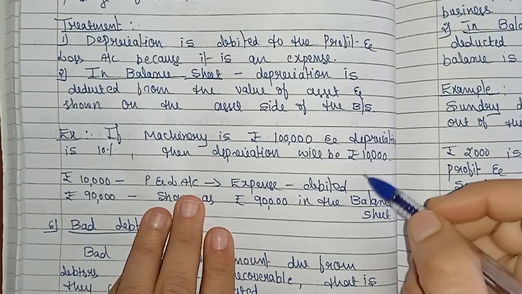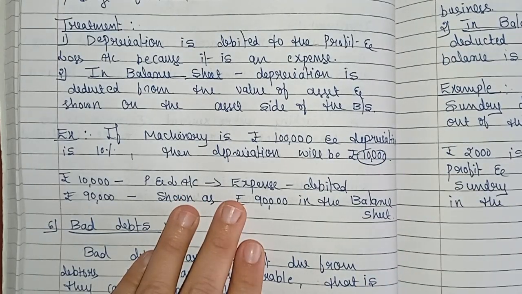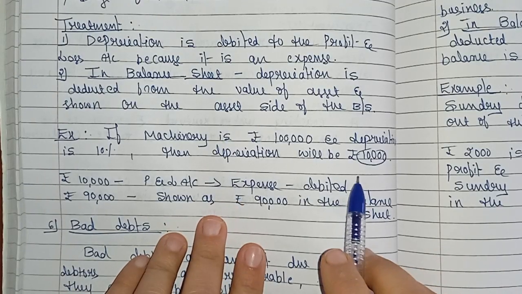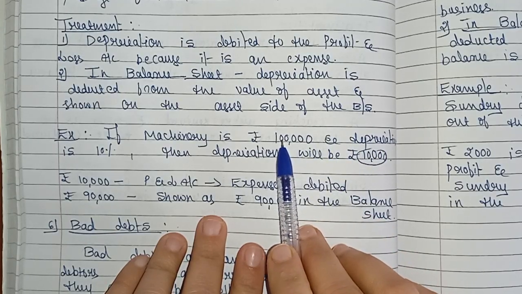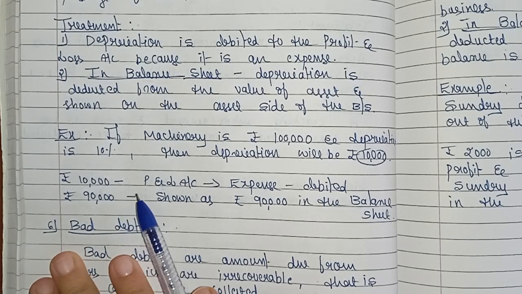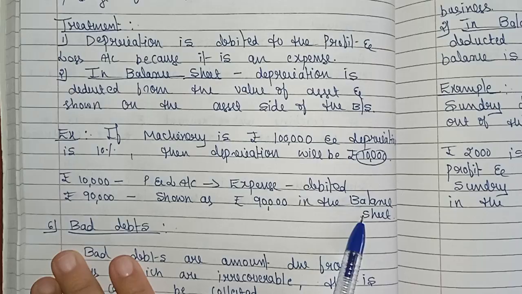Means first, in the profit and loss account, we need to debit this amount of rupees 10,000 because it is an expense. Clear? And after that, in the balance sheet, we need to deduct this depreciation from the value of machinery, that is rupees 1 lakh. Means 1 lakh minus 10,000, that is rupees 90,000. So rupees 90,000 is shown on the asset side of the balance sheet.